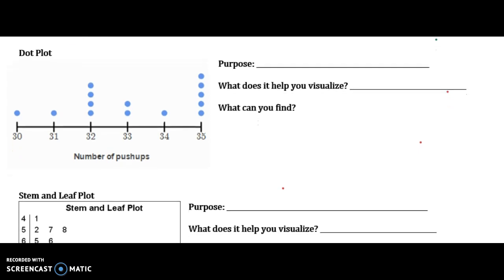A dot plot. A dot plot really just kind of is an easy way to kind of group numbers. So notice this one is talking about number of push-ups. This is probably like several different people all doing push-ups, maybe doing their maximum amount of push-ups. So one person did 30, one person did 31, 1, 2, 4 people did 32, and then, 1, 2, 3, 4, 5 people did 35. So the purpose is to kind of group data together.